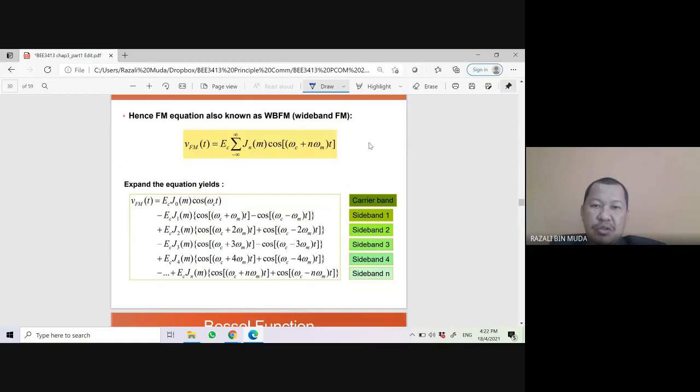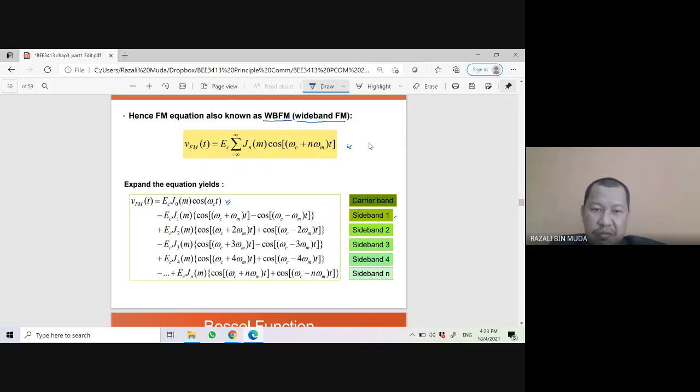Hence, FM equation also known as WBFM, wideband frequency modulation. Okay, so this is the simplified equation. You have to expand the equation. Expanding this equation menghasilkan this equation, where this is the carrier and the rest is the sideband. See, you can compare this equation.